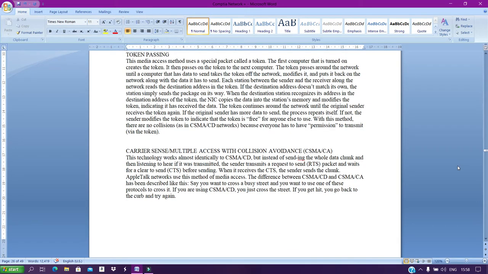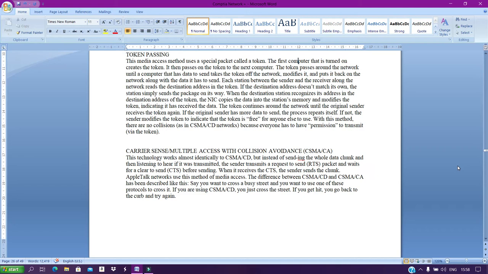Token passing. This media access method uses a special packet called a token. The first computer that is turned on creates a token. It then passes on the token to the next computer. The token passes around the network until a computer that has data to send takes the token off the network, modifies it, and puts it back on the network along with the data it has to send.